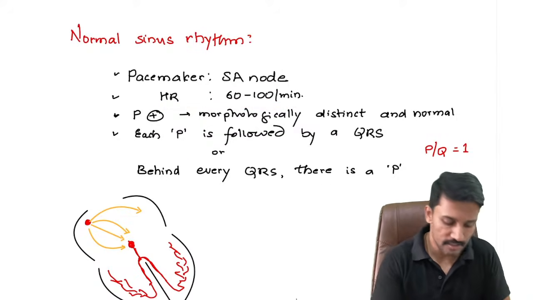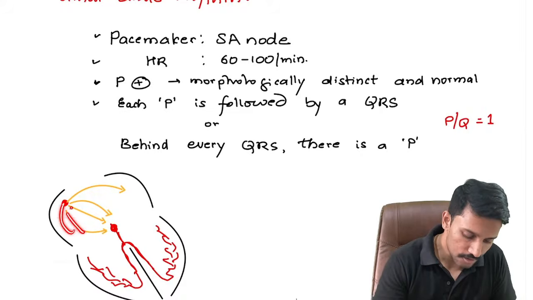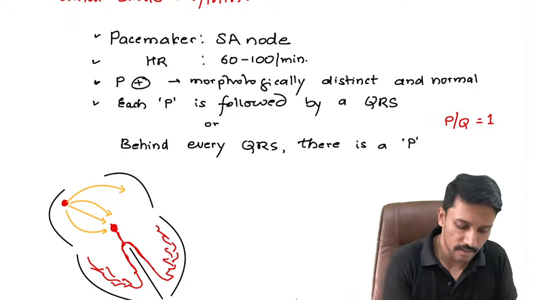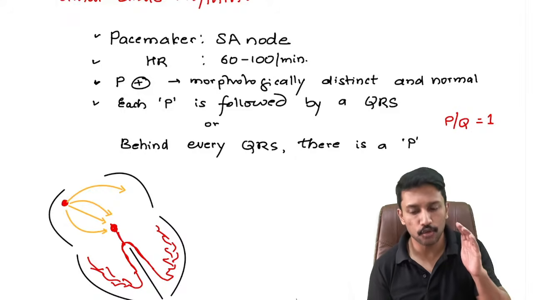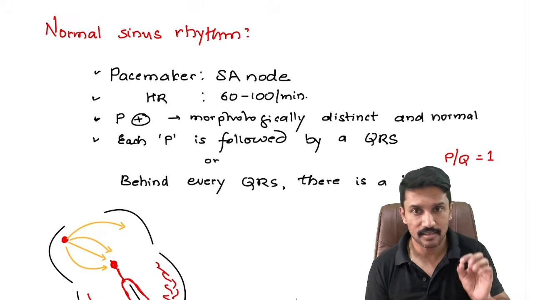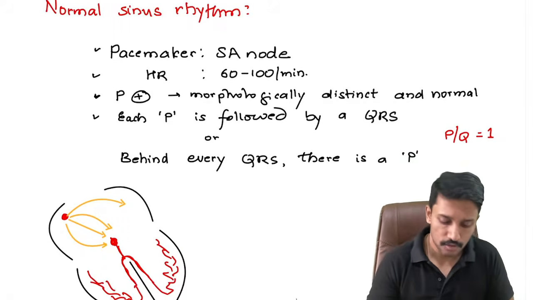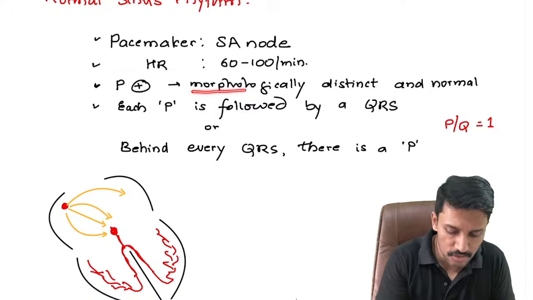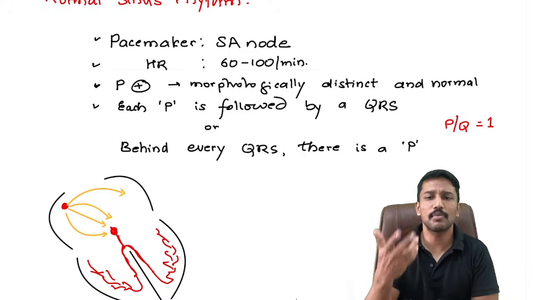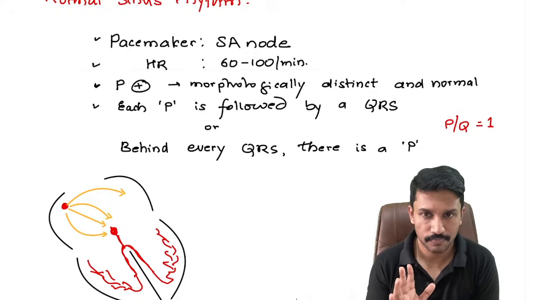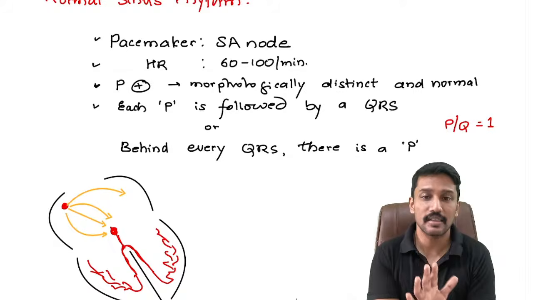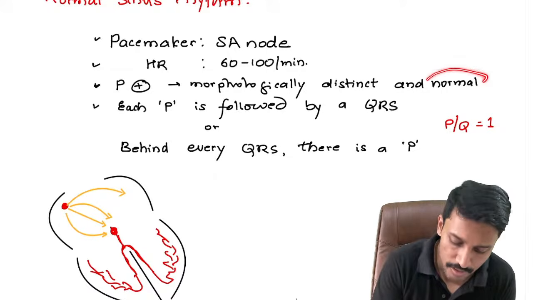And when the SA node is the pacemaker, a wave of depolarization of course spreads along the atria and causes the atrial contraction, which will reflect in the form of P waves. So there should be P waves to call it sinus rhythm. And these P waves should not just be present, they should be morphologically distinct and discrete. What do I mean by that? We should be able to clearly identify them as P waves, not some ambiguous upstroke or downstroke, but clearly identifiable P waves, and they should be normal.